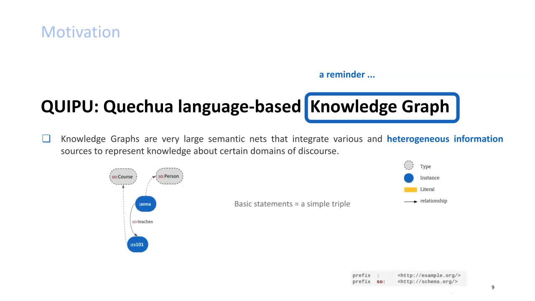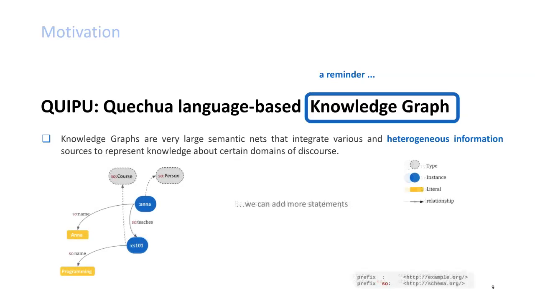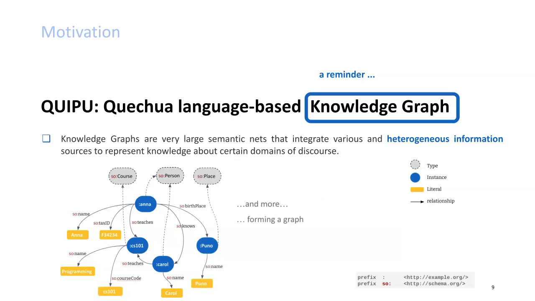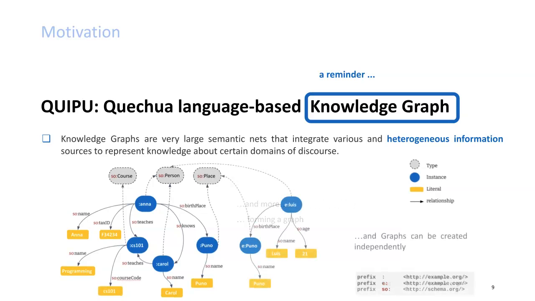A small example of how to create a knowledge graph: Anna is a person, and you describe this relation. Anna also teaches a course, and you also describe this relation. You could create more relations and descriptions of these objects, like names. You can even create relations between objects, and you can create more and more information. At the end, these small knowledge graphs can be developed separately, independently, and finally can also be integrated.